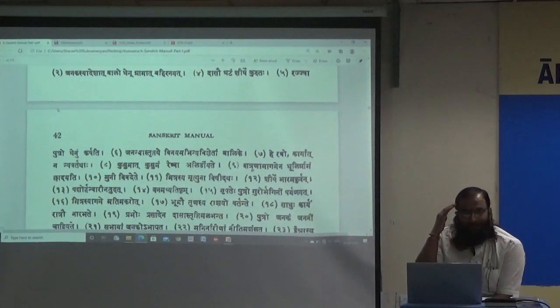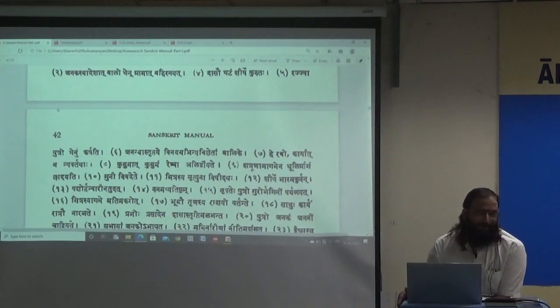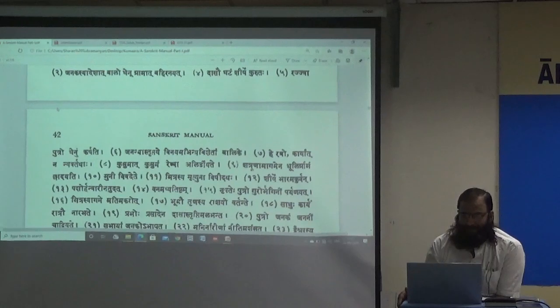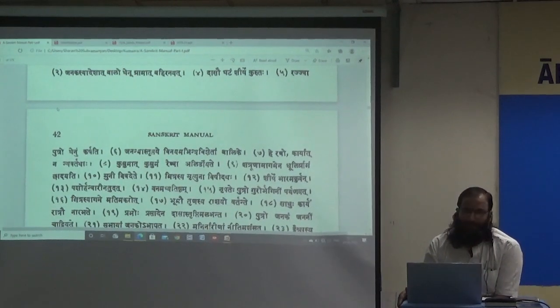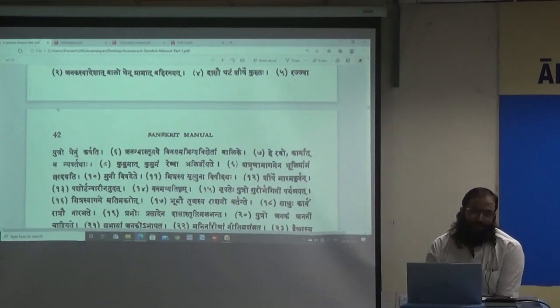That's why the samskara is so strong, that to knock off that, new samskaras are done, like upanayana samskara, which is supposed to change it. Okay, next one.